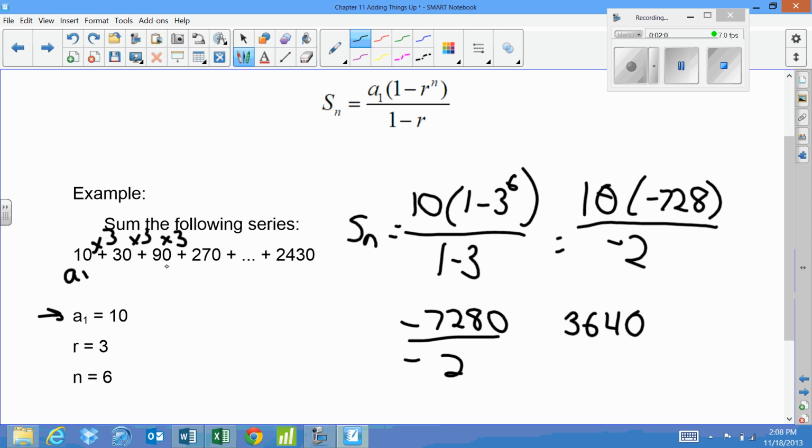So if you went through and added up all 6 of your terms, which you could write them all out, like we said, this was, I think, 810. If you went through and added those all up, you should get a total of 3,640.